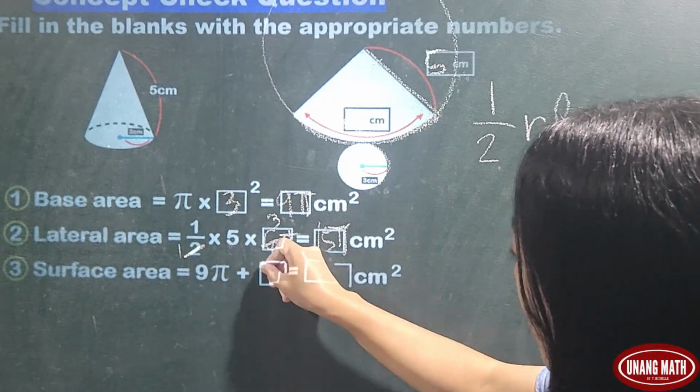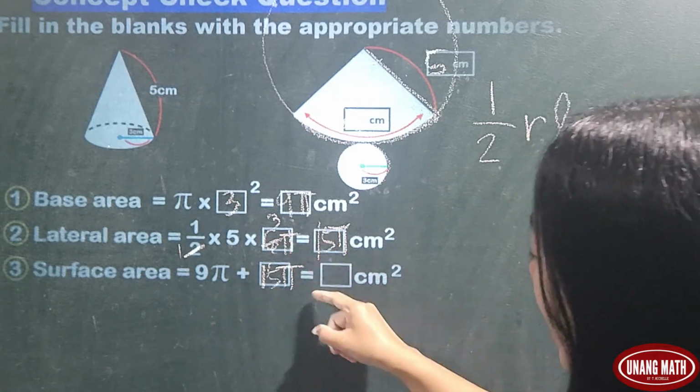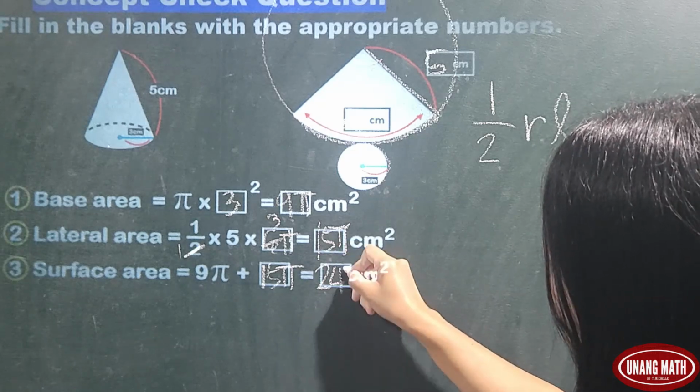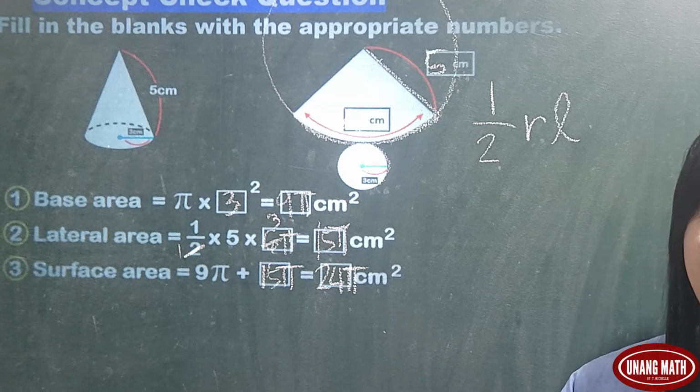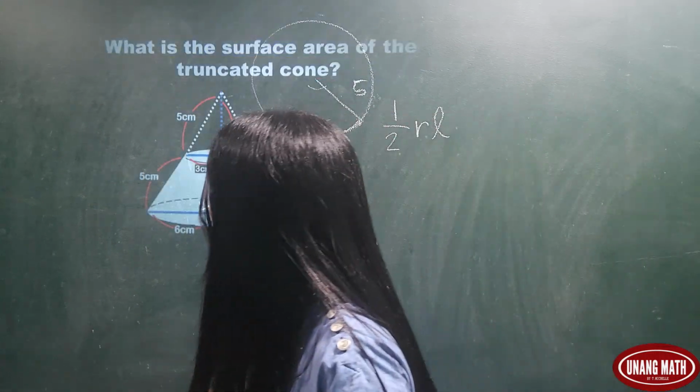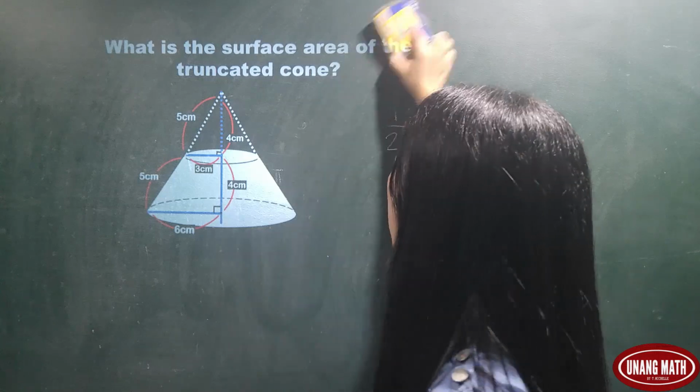So 9 pi plus 15 pi is equal to 24 pi, so 24 pi squared centimeters. Okay, now, let's answer this problem.